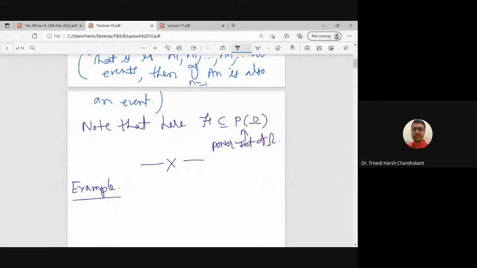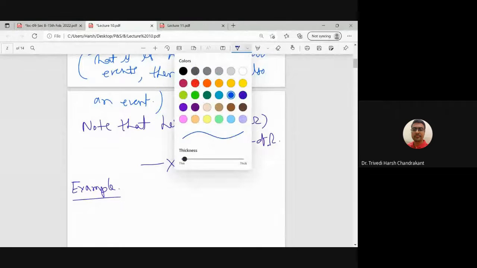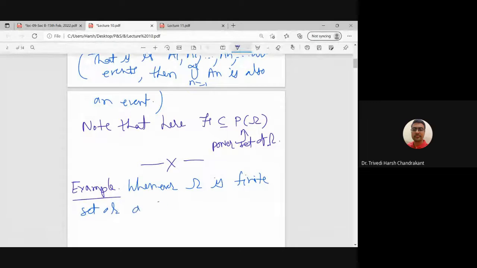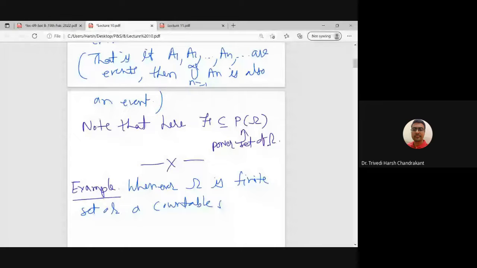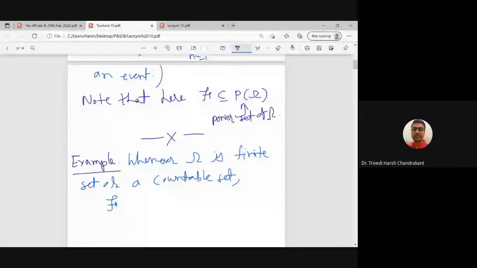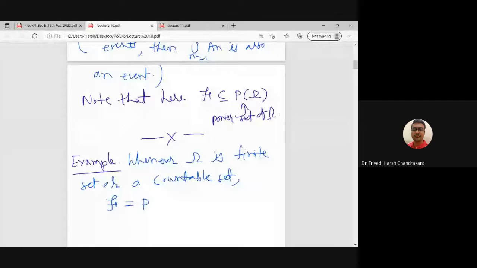So these are the technical conditions, and in this course we are essentially not bothering about this condition, because we usually take countable sets. So whenever omega is a finite set or a countable set, we are going to take the family F to be the power set of omega.